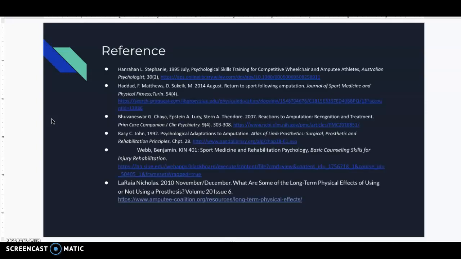And here are the resources that I used for my workshop.